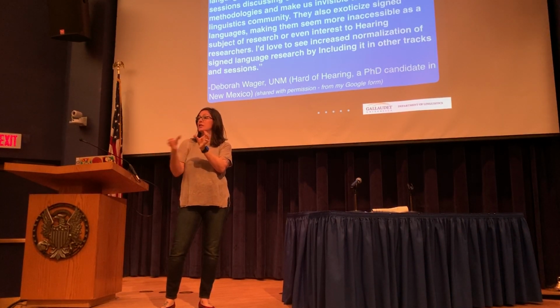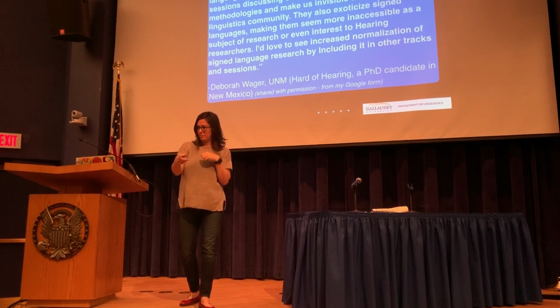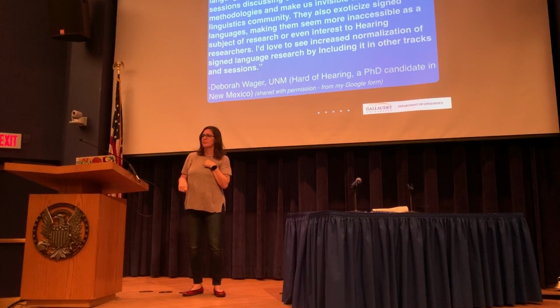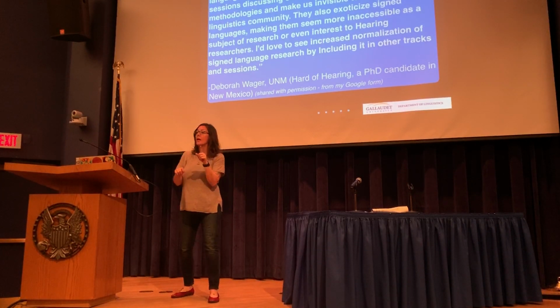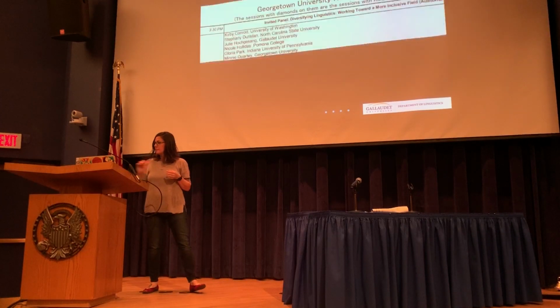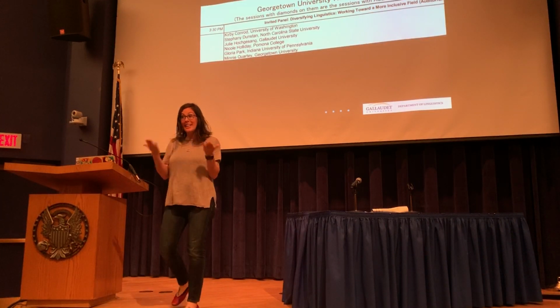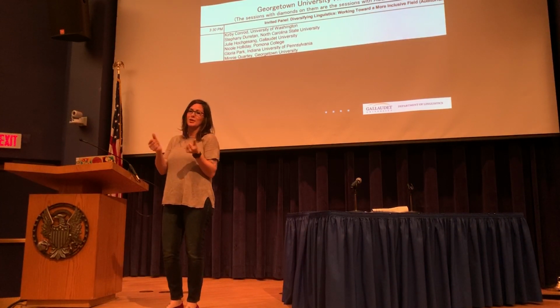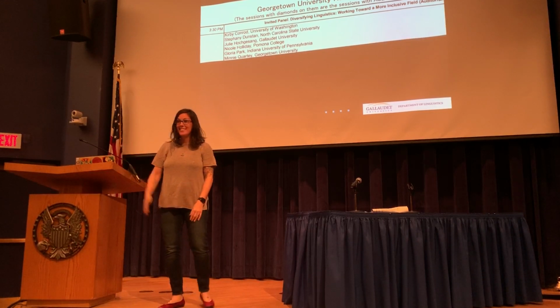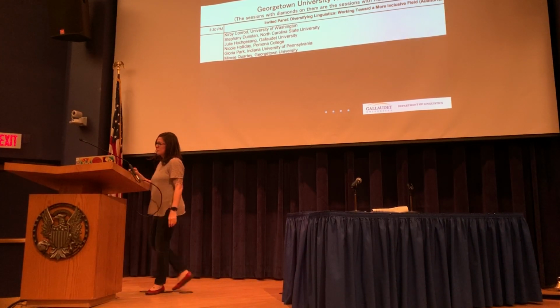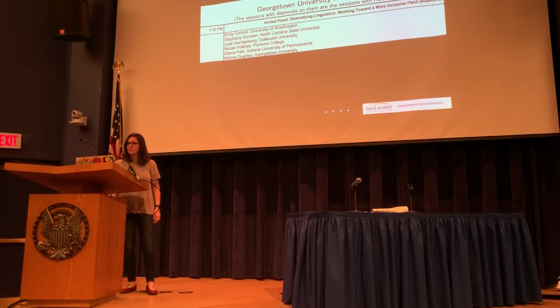But typically at conferences, sign languages are sort of categorized as their own thing. And Deborah Wager describes this as the ghettoization of sign language research at conferences. However, an alternative to this is something that we saw in the program at this year's conference. So thank you to Nick and for anyone else that had a hand in that decision.